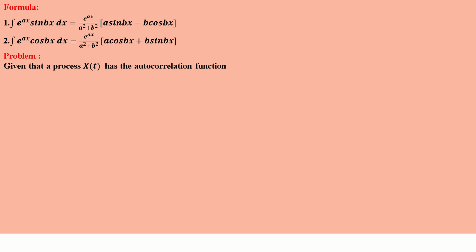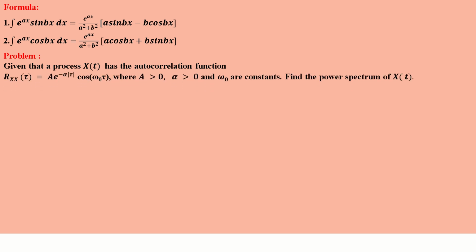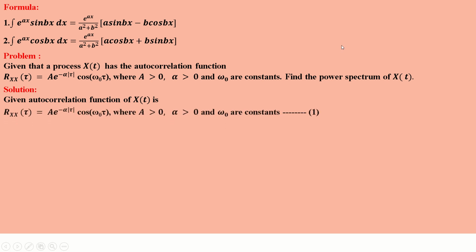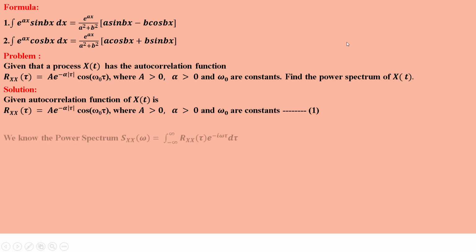Given that process x of t has the autocorrelation function r of tau, which is equal to a e power minus alpha modulus tau cos omega naught tau, where a is greater than 0, alpha is greater than 0, and omega naught are constants. Find the power spectrum of x of t. Given r, that is autocorrelation, you have to find the power spectrum s omega. So given autocorrelation r equal to a e power minus alpha modulus tau cos omega naught tau, that is equation number 1.